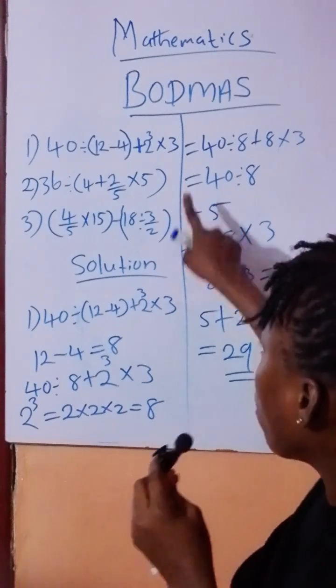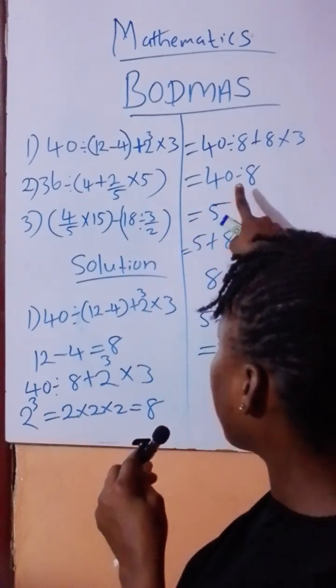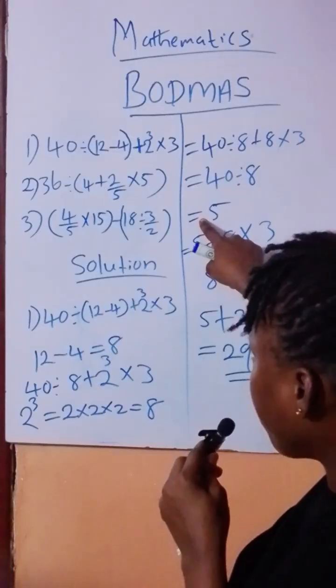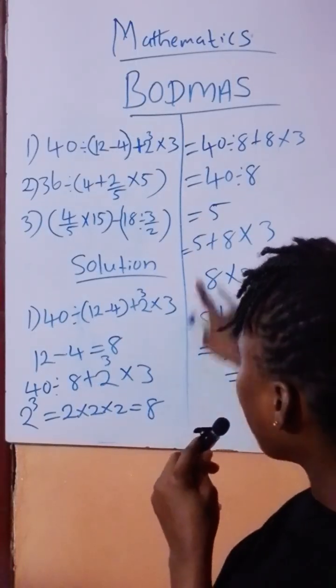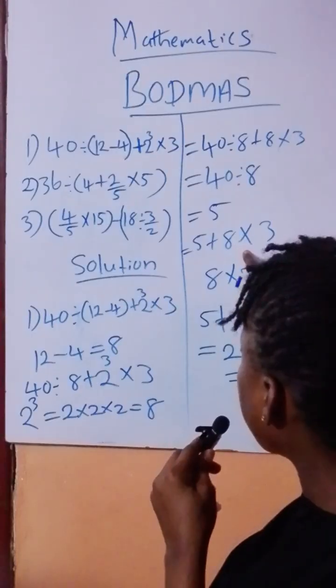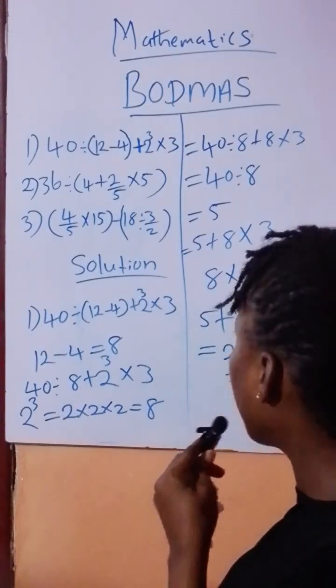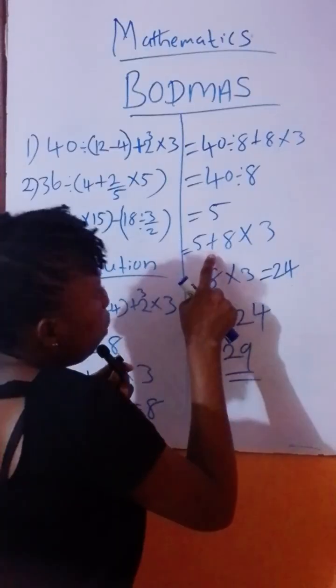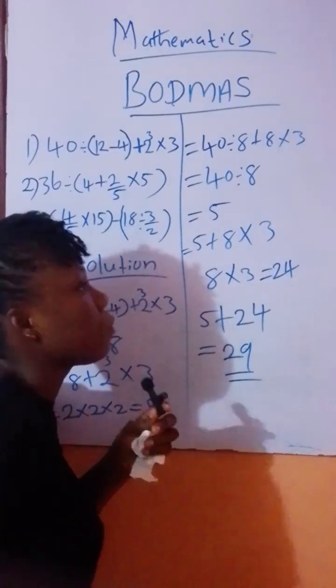Then we said 40 divided by 8, which is going to give us 5. Then we bring down our 5 plus this second 8 times our initial 3 here. We are left with 5 plus 8 times 3.